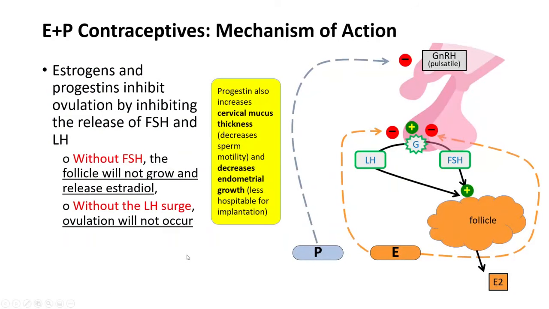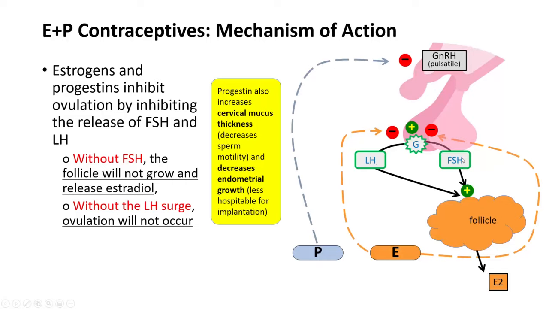What is the mechanism of action of giving estrogen plus progesterone to achieve contraception? As we see here on the right-hand side, by giving estrogen and progesterone, both hormones are acting with a negative feedback, by promoting a reduction in the release of gonadotropin-releasing hormone by progesterone and reducing the secretion of LH and FSH by estrogen. By doing that, they have a contraceptive effect. So estrogen and progesterone inhibit ovulation by inhibiting the release of FSH and LH.